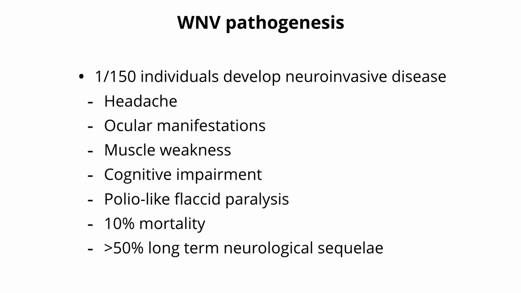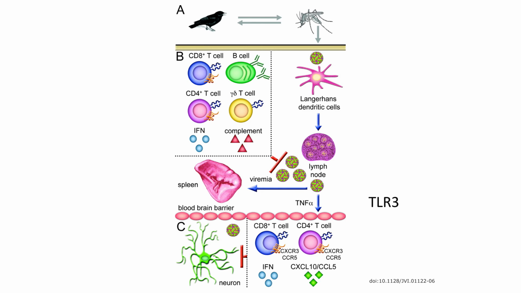This is the reason we're making a vaccine for West Nile, because of the neurological sequelae, because these people have long-term issues. And an interesting thing was this wasn't really appreciated until it had spread globally. So how does the virus infect you? So we have a bird-mosquito cycle. A mosquito bites a human. Here's the skin, and the mosquito delivers the virus into the skin.